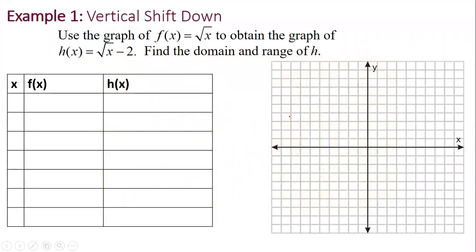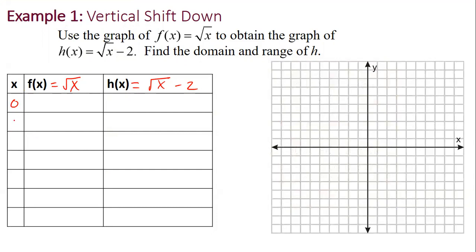So all right, our example of how this would be graphed. Our initial function is the square root function, so we have f of x equals the square root of x. And our transformation is going to be the h of x function, which is the square root of x minus 2. Okay, so our x's are not being affected.